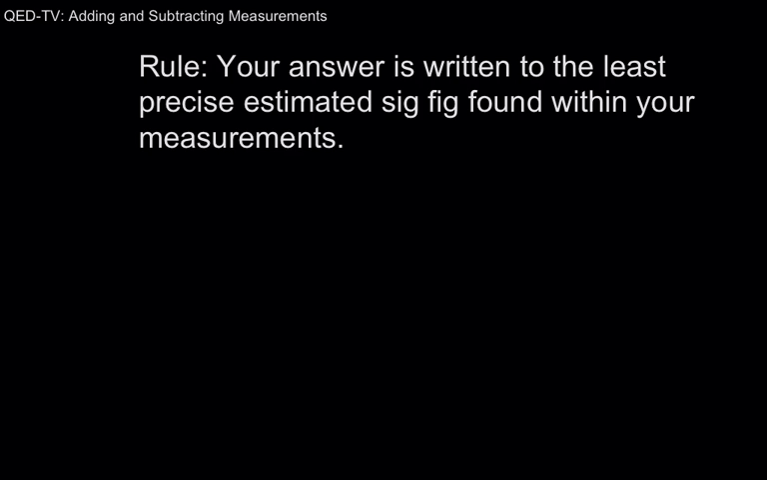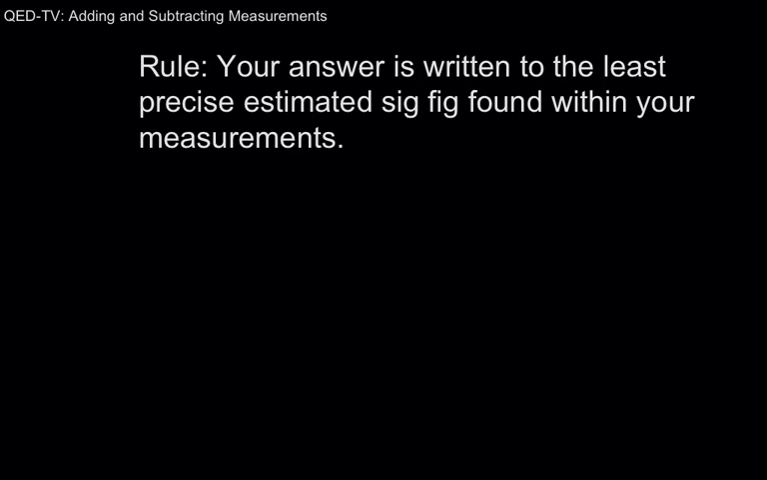There are two different rules for doing math in science. One rule is for adding and subtracting measurements, and the other is for multiplying and dividing measurements. In this video, we want to just look at the rule for adding and subtracting measurements. The rule is that you can add them together in a calculator like you normally do, but your final answer is written to the least precise estimated sig fig found within your measurements. So what does that mean?